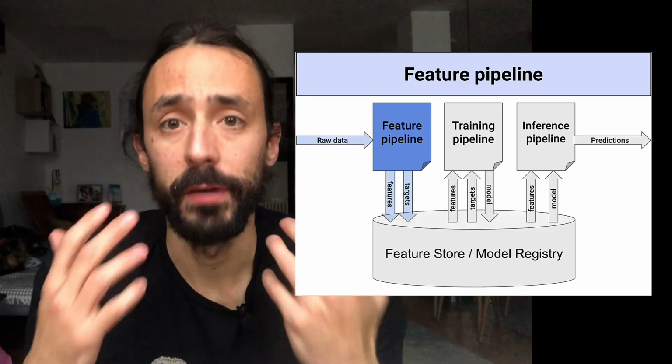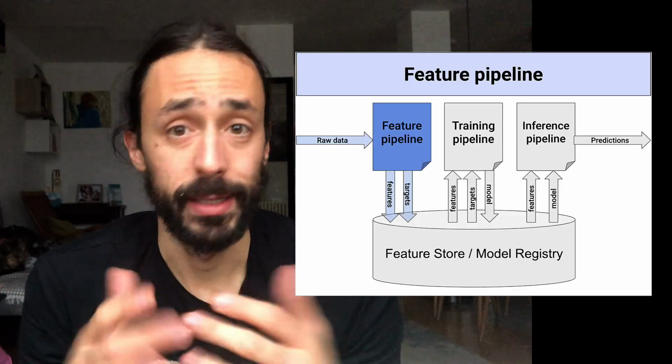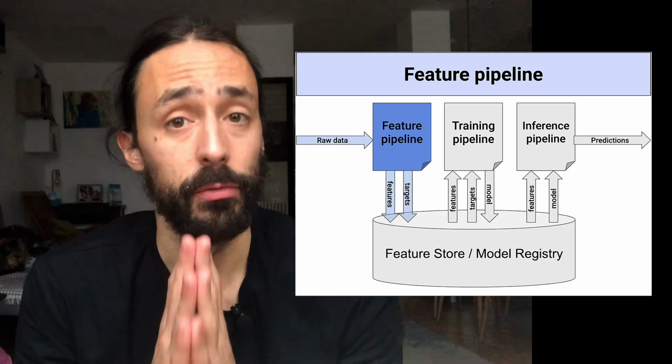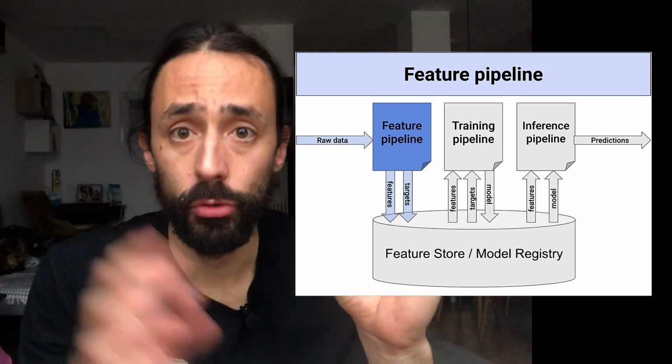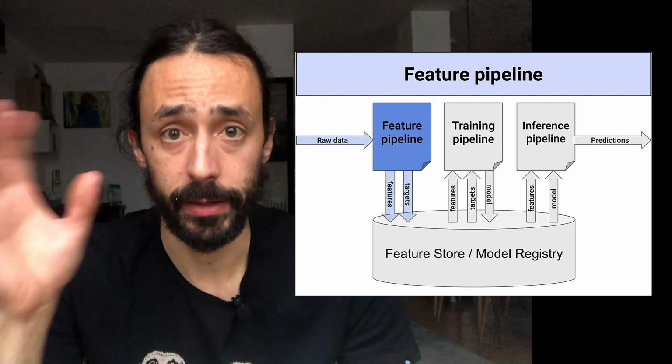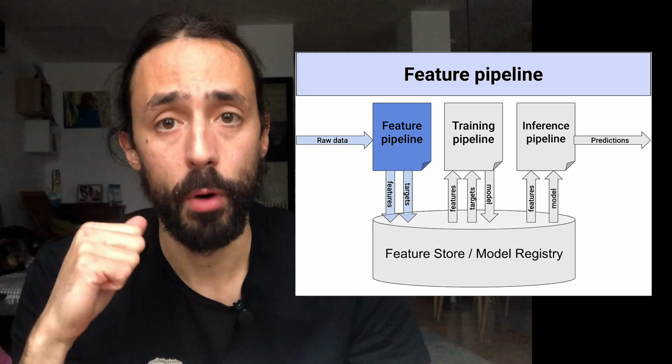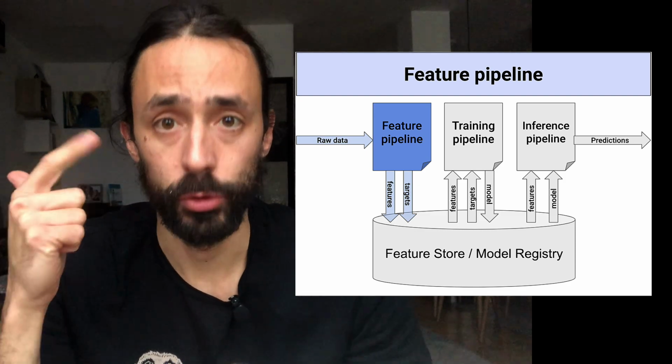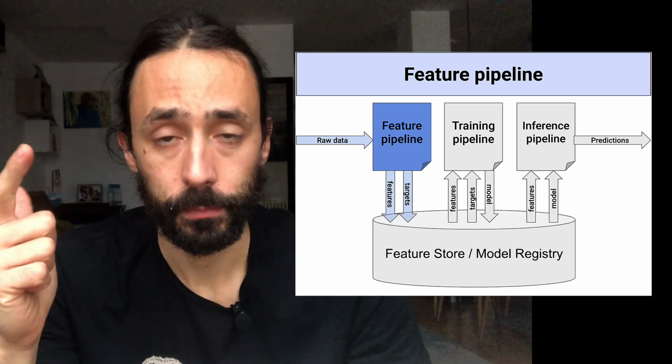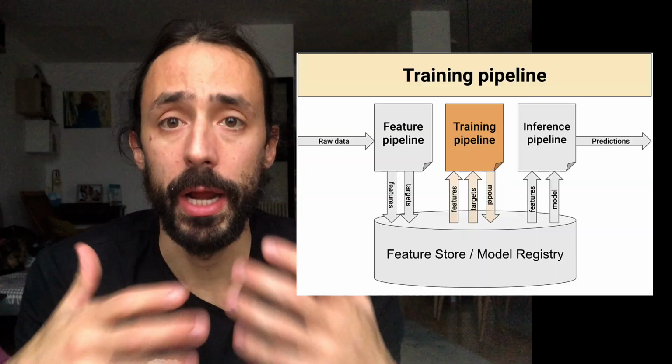The first one is the feature pipeline. This pipeline is a program that is responsible to transform raw data into model features. These are the inputs that enter into your model, both to train the model and to generate predictions at inference time. The second pipeline is the training pipeline.